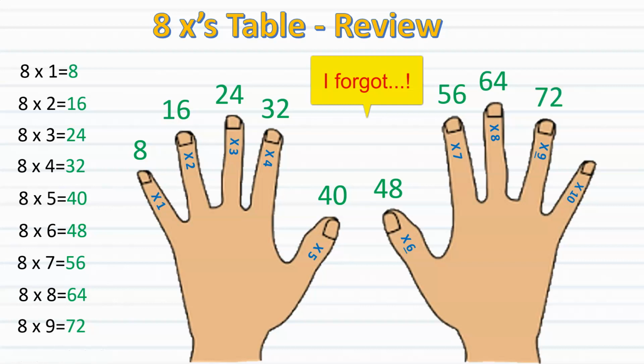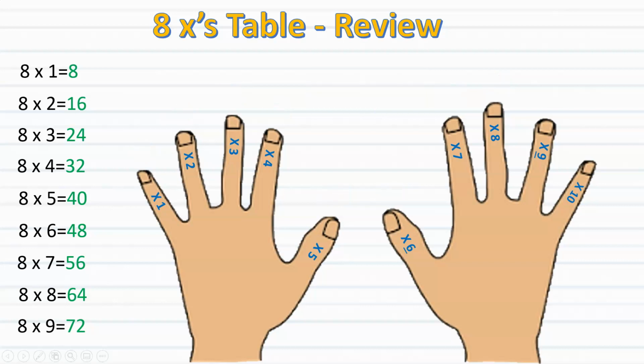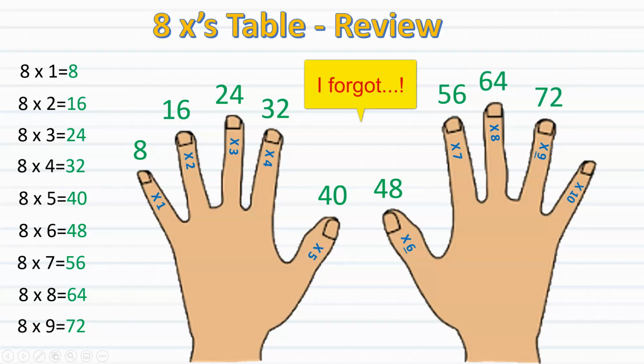But I forgot 72. And one last time. 8 and 16, 24, 32, 40 more, 48 and 56, 64, I'm finished. But I forgot 72. Well, that's a wrap.